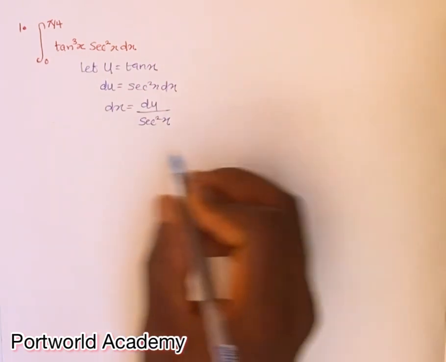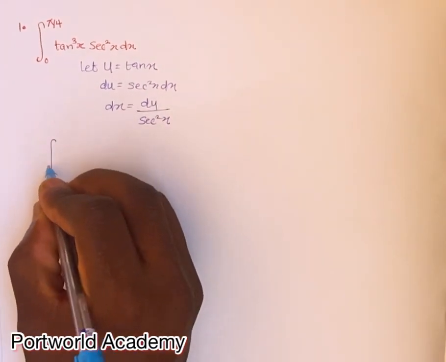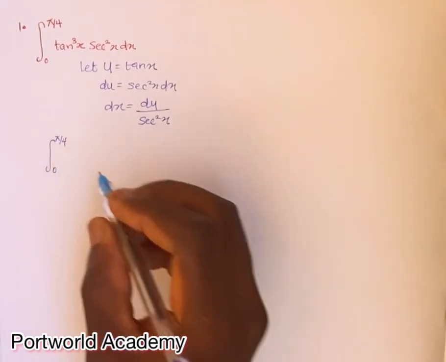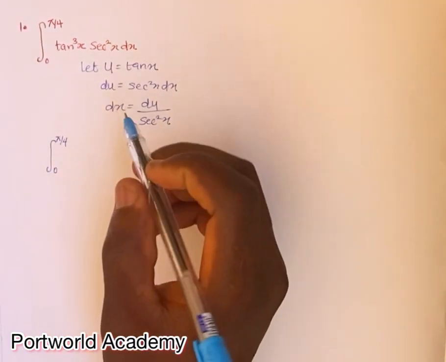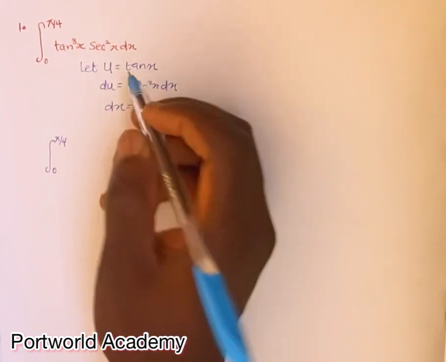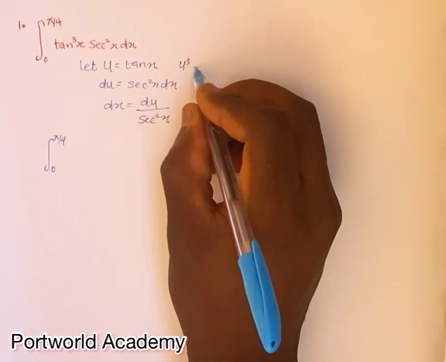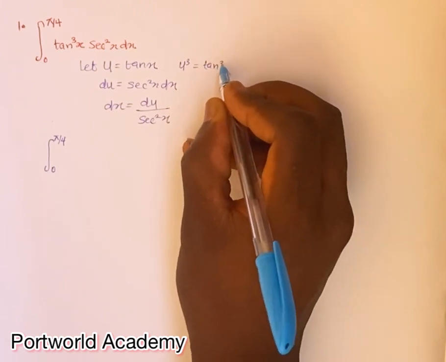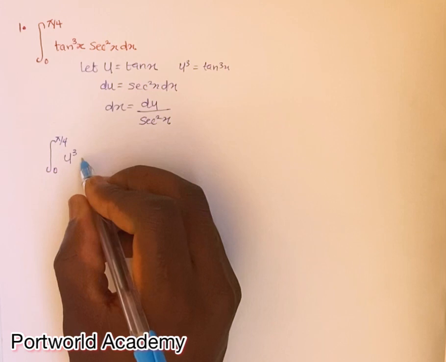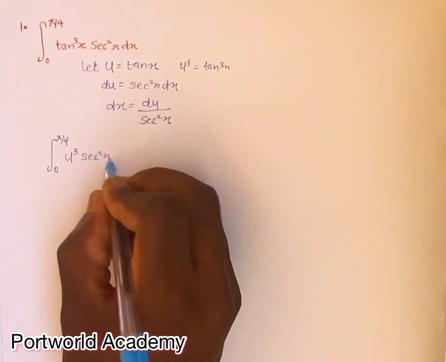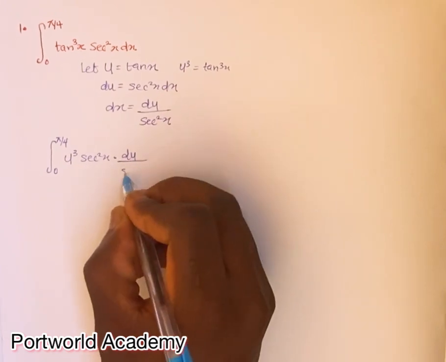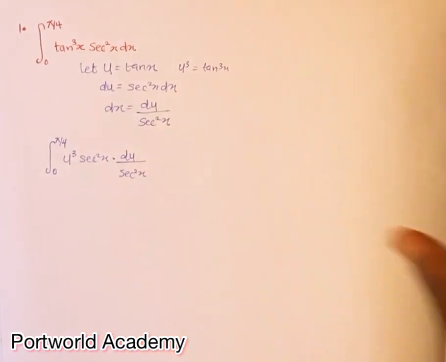Our integral. So that we are going to have the integral from 0 to pi over 4, then tan cube x. You can remember this is actually tan cube x, right? And u equals tan x. That means my u cube will be equal to what? That's tan cube x, right? I will be having u raised to the power of 3, then sec square x multiplied by what? Then here you'll be having du divided by sec square x. That's very good.